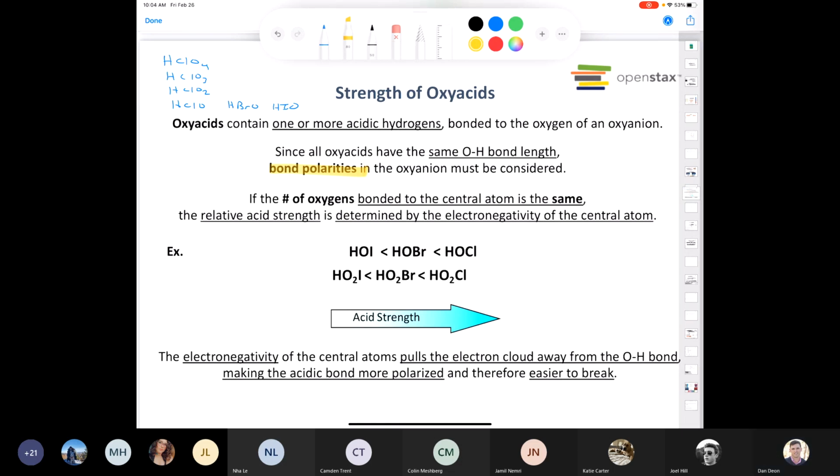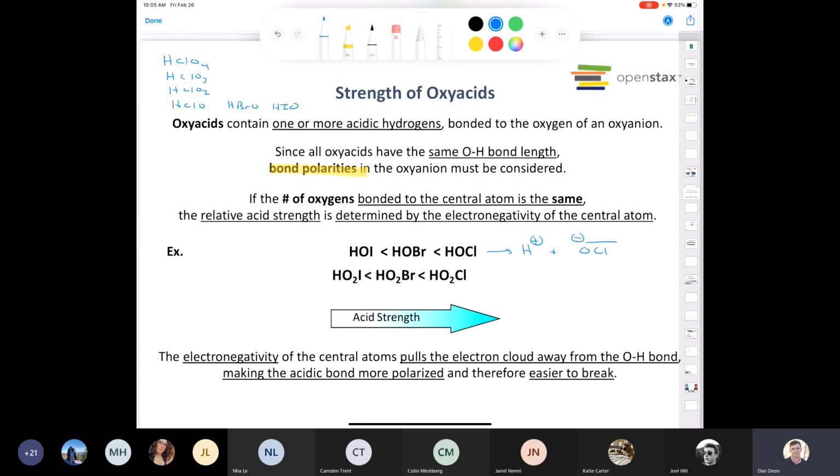Here you go. It says here if the number of oxygens bonded to the central atom is identical, then the acid strength is just determined by electronegativity. Okay, so since chlorine is more electronegative than iodine, hypochlorous acid is going to be stronger. If you're like, well, why would that be, Mr. D? I don't understand. Well, look, what would you have left over? You'd have a proton after that dissociates, plus you'd have the hypochlorite ion. It has a negative charge.